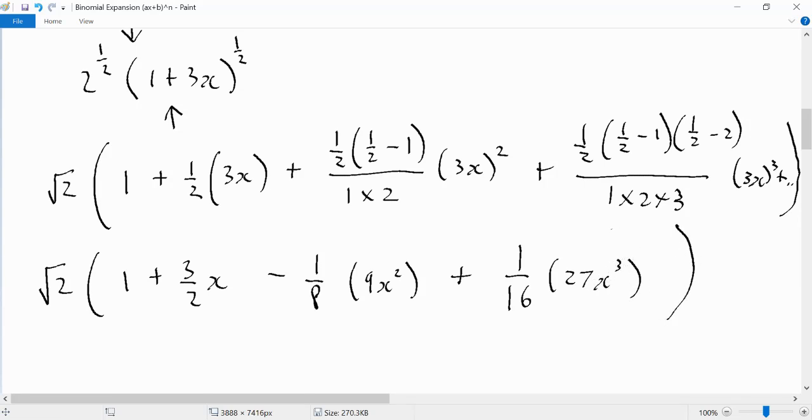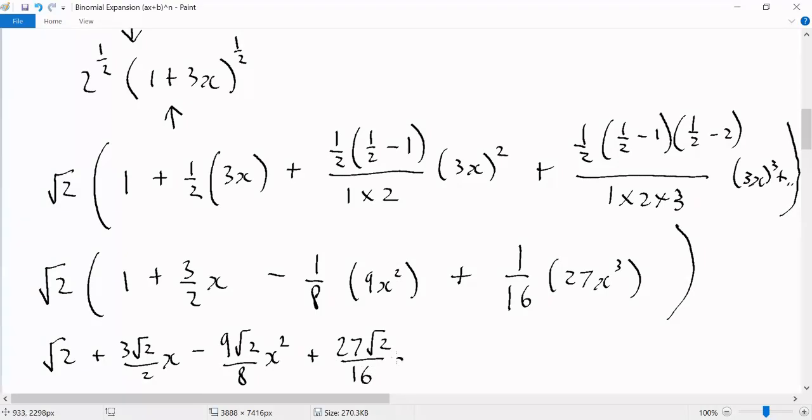And therefore we can finally multiply all the brackets and simplify. We're going to be left with, at the end, just root 2 plus 3 root 2 over 2, lots of x, minus 9 root 2 over 8, lots of x squared, and then continue this process on, so plus 27 root 2 over 16, lots of x cubed, and so on and so forth, depending on how many terms they want. So that's how you deal with it.